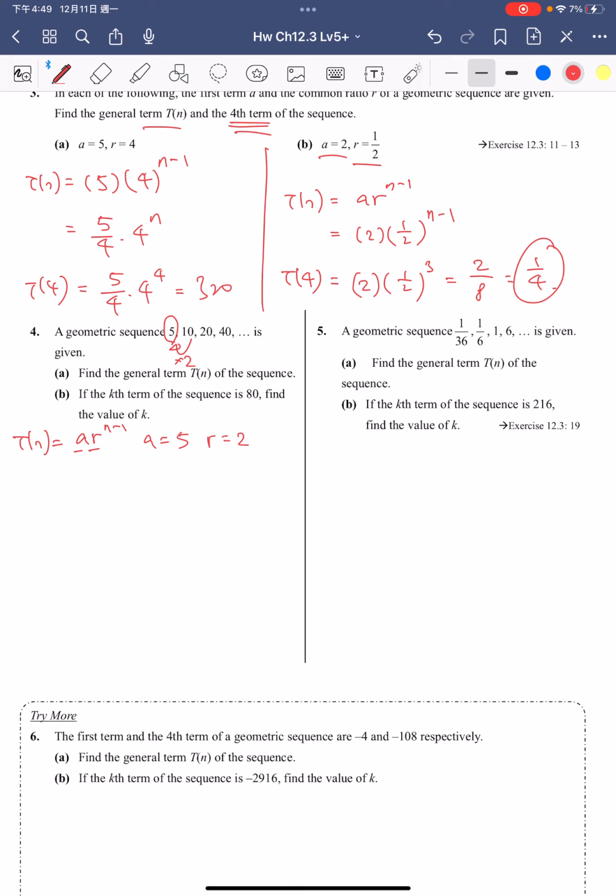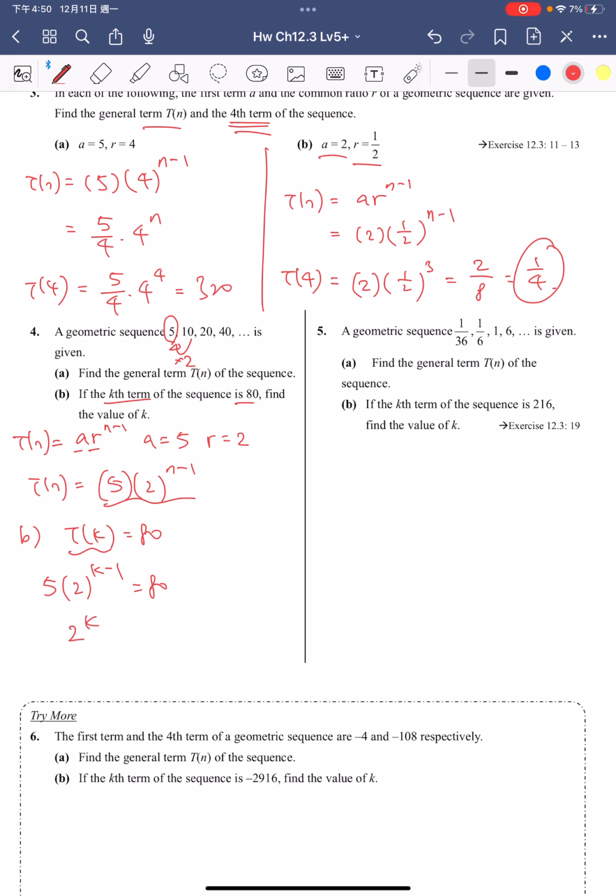So the ratio is just equal to 2. So our Tn is equal to 5 times 2 to the power of n minus 1. Okay, so for part B, if the kth term is equal to 80, we can write the kth term as tk, isn't it? So if tk is equal to 80, then we substitute this back into our general term. We have 5 times 2 to the power of k minus 1, replacing n with k. Okay, so this is equal to 80.